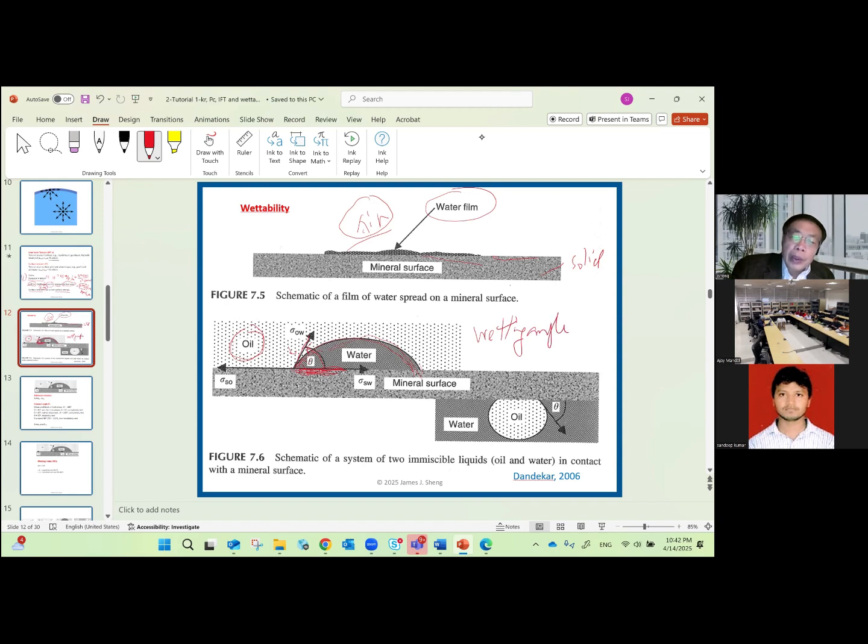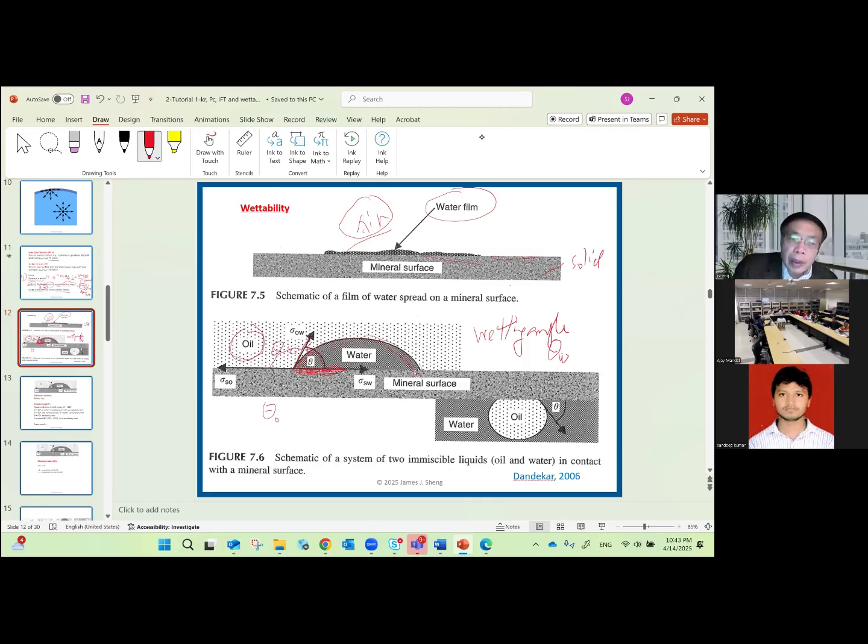Okay, or we can use theta, because here we measure the angle through the water phase. So generally we use theta W, which means the water angle through the water phase. And then, of course, here you have another angle, which goes through the oil, right? So now this is theta oil.